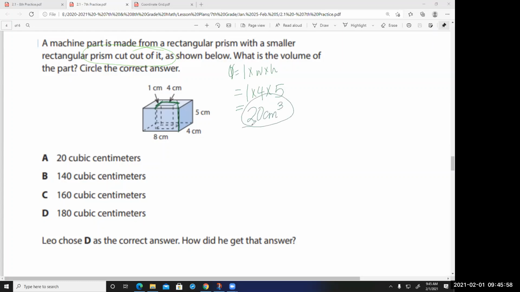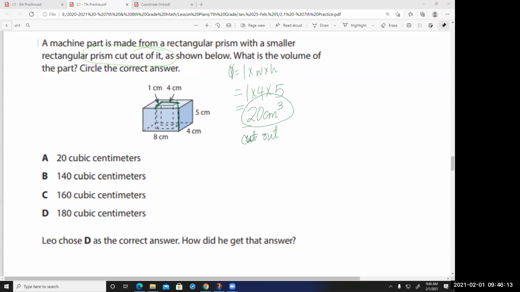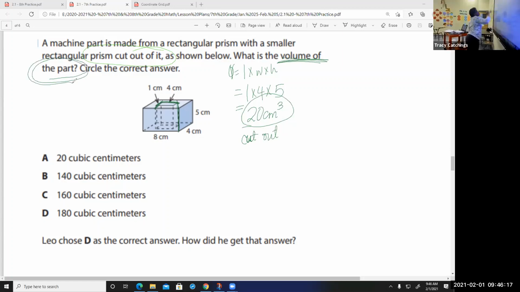Is that all I need to do? You gotta find the volume of the shape on the outside. They said, what is the volume of the part? The part makes up all of it. What they cut out is not the part. So yes, we need to find the volume of all of it.